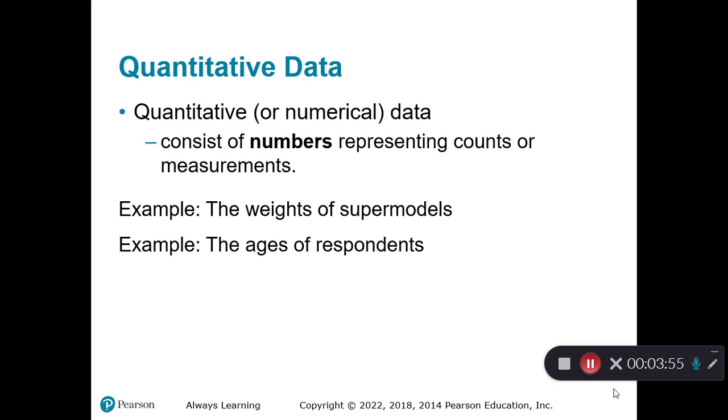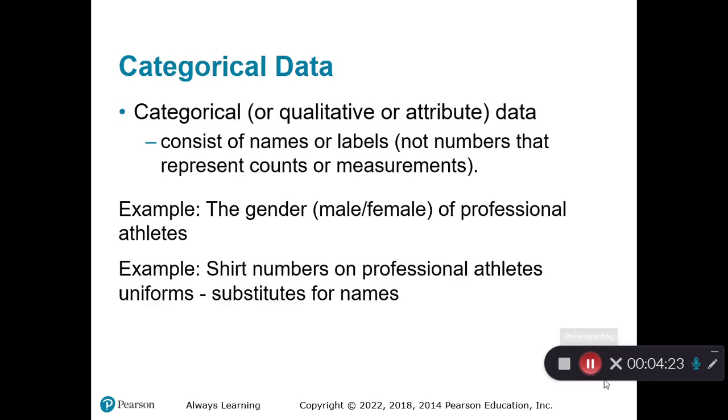So for example, the weights of supermodels or the weights of fruit in a supermarket, that is a measurement. You have to put the fruit on the scale and you have a numerical reading. The second example here is the ages of respondents. Age, of course, is measured in numbers, so that is something that is a count of the number of years, for instance, of any particular person.